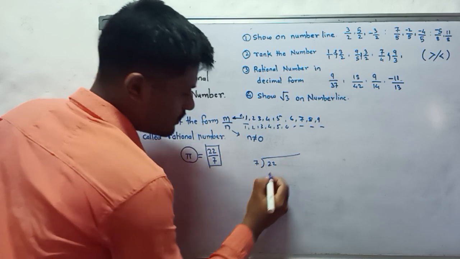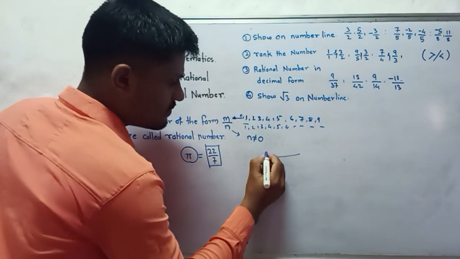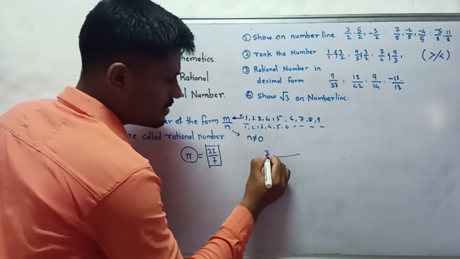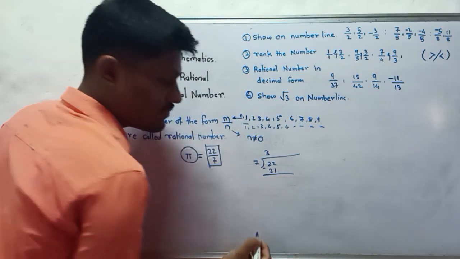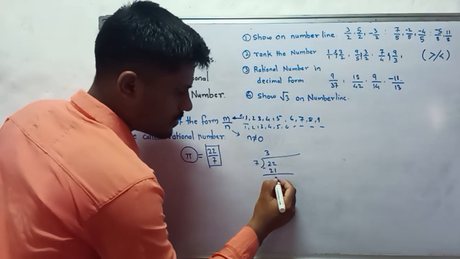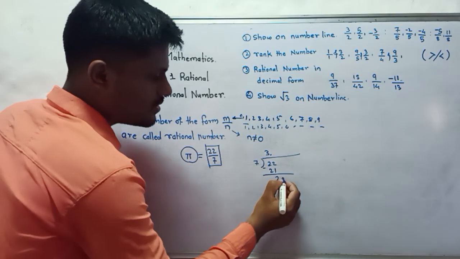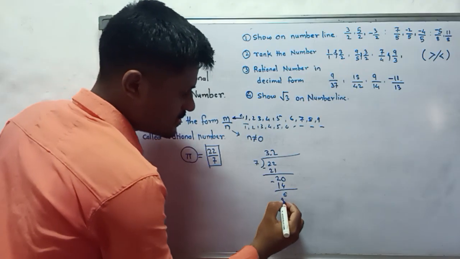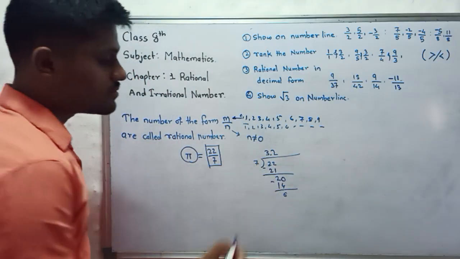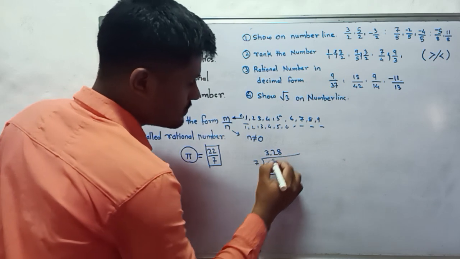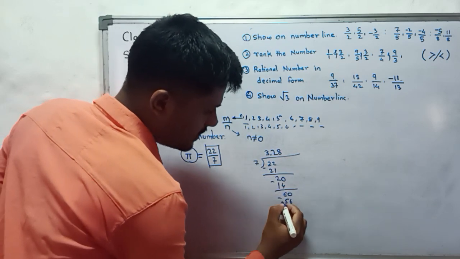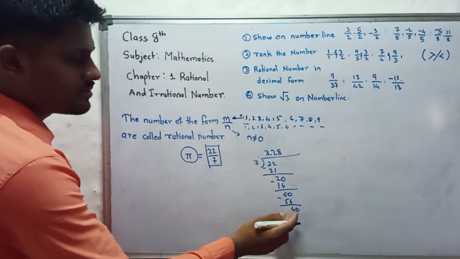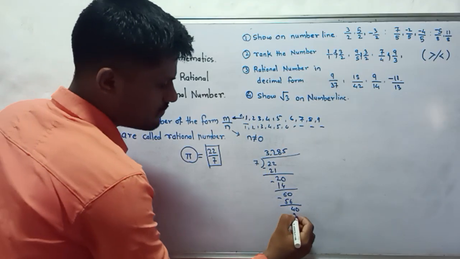22 divided by 7: 7 ones are 7, 7 twos are 14, 7 threes are 21. Now 1 remains. Then we put the point and write 10, 7 ones are 7. Then again 3 remains, we write 30, 7 fours are 28. Then 2 remains, we write 20, 7 twos are 14. Then again 6, we write 60, 7 eights are 56. Then we will write 40, 7 fives are 35.